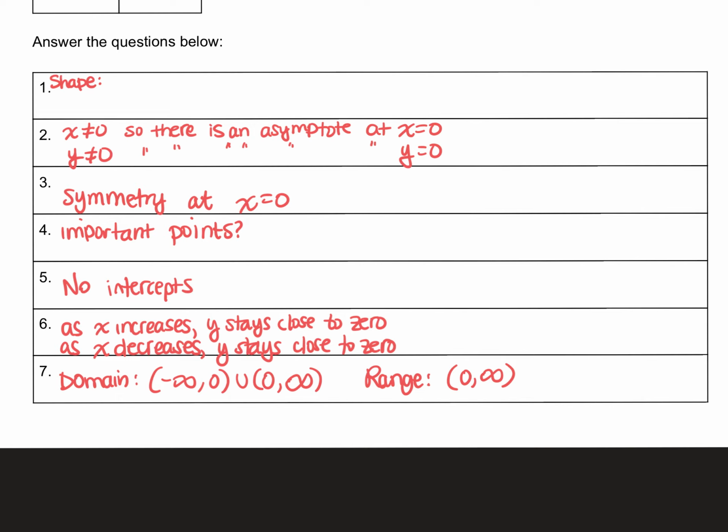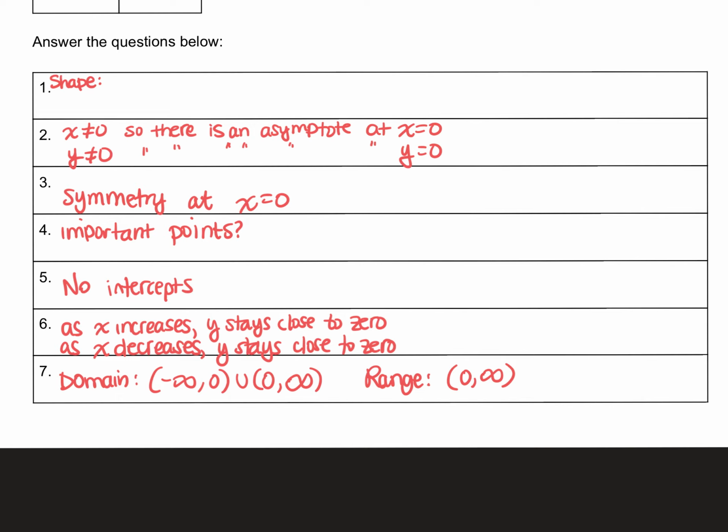Any important points? There's not really any here. You could probably make a case for there being some important points, but there aren't any intercepts. There's no vertex to this. You could talk about (0, 0) being important because that's where the intersection of the two asymptotes is. But I don't know if I would really describe any one point as having any more importance in this graph than another.